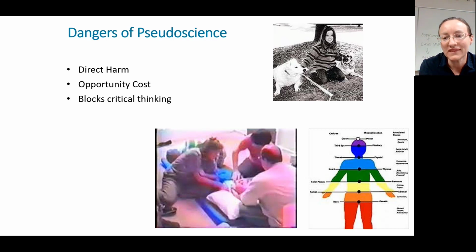So, yeah, pseudoscience can be fun. I enjoy a little aromatherapy and chiropractic. And I know that the chiropractor is not going to cure my diabetes, and neither is any certain scent blend. It can do direct harm, as we saw in the Heaven's Gate example.